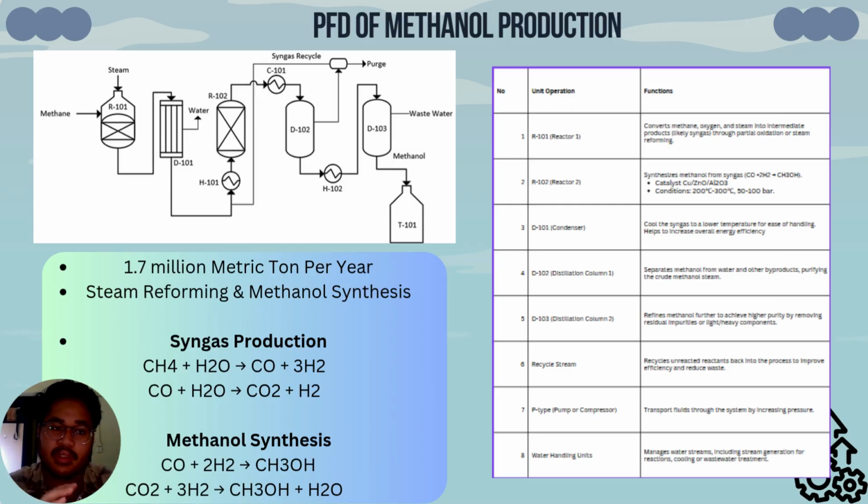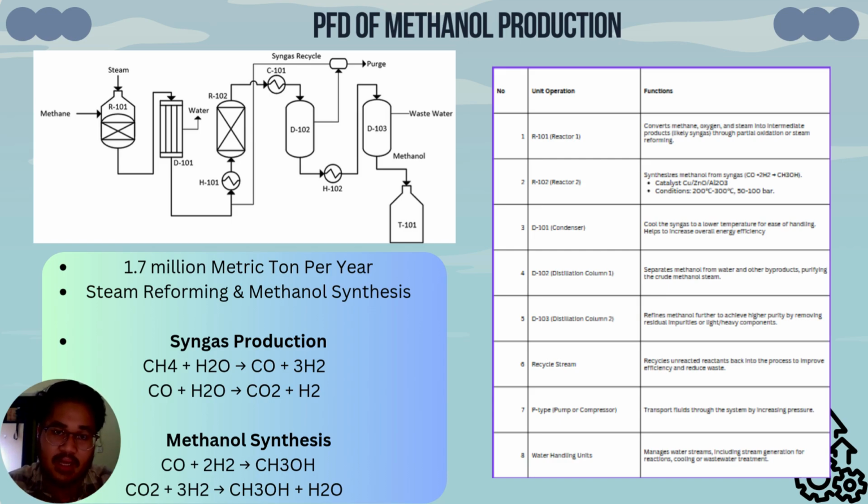So I'll be presenting our process flow diagram of our methanol production, where we aim to produce around 1.7 million metric tons per year of methanol, through processes such as steam reforming and methanol synthesis. As you can see, our feed consists of methane and steam, which undergoes the first reaction with syngas production, which occurs in the first reactor. Then it is cooled down in a condenser where water is removed.